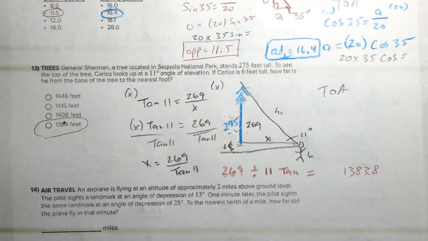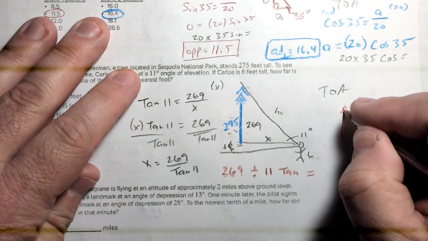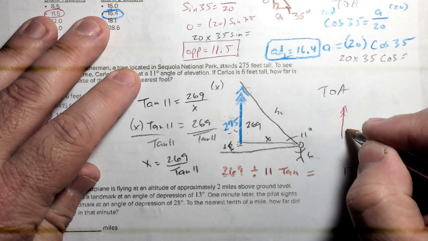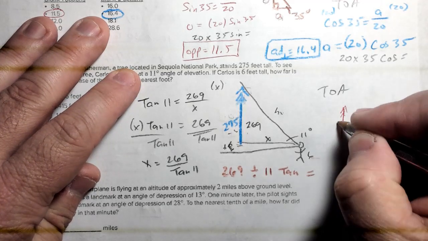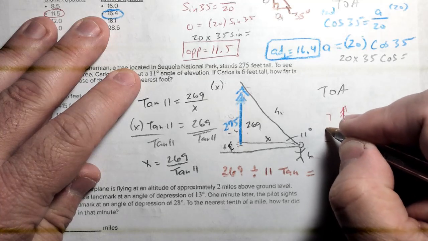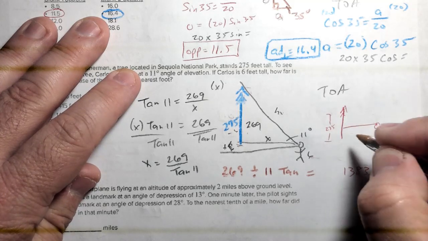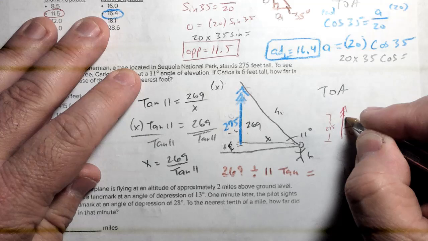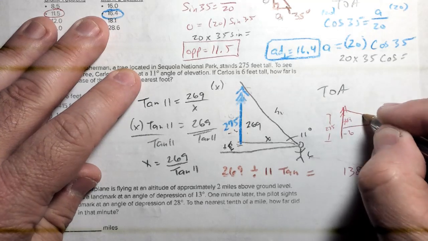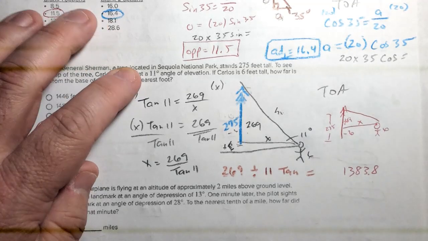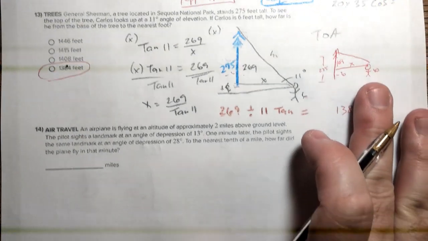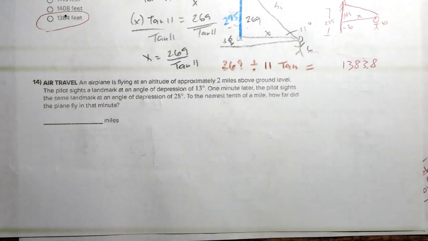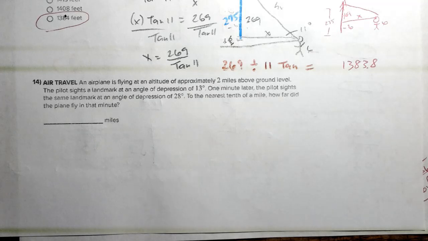Okay, I said I messed up the drawing here. I said the tree is longer. He's over here. The tree is 275. We have to subtract the 6. That's why it's 269 here. Well, we're still looking for x. So hopefully that avoided any confusion or straightened out where I may have confused you. Okay, finishing up real quick.